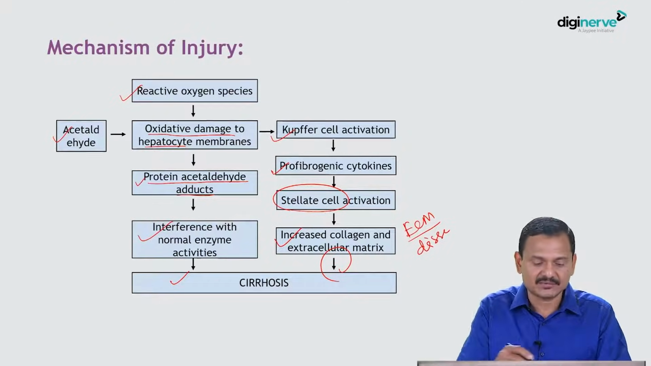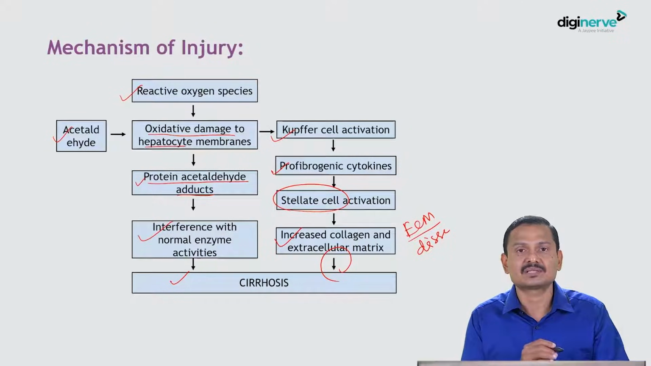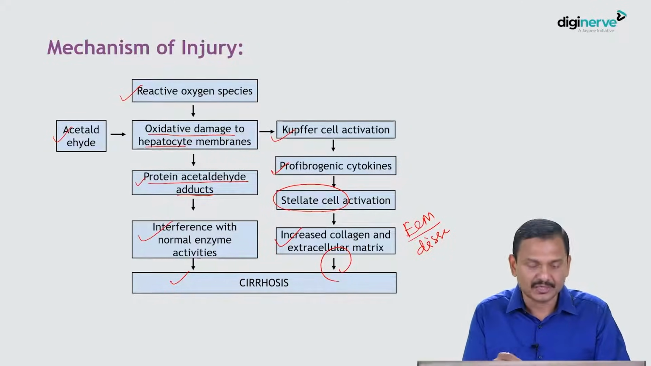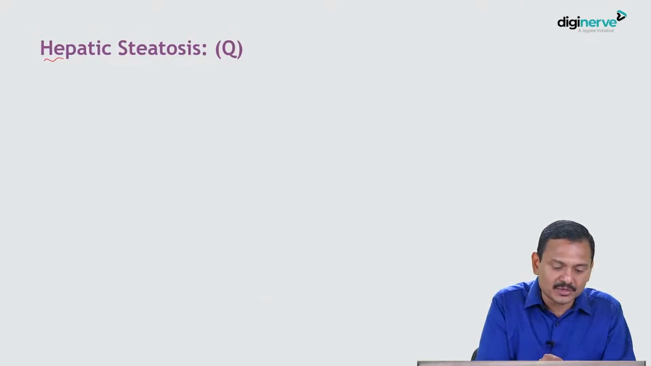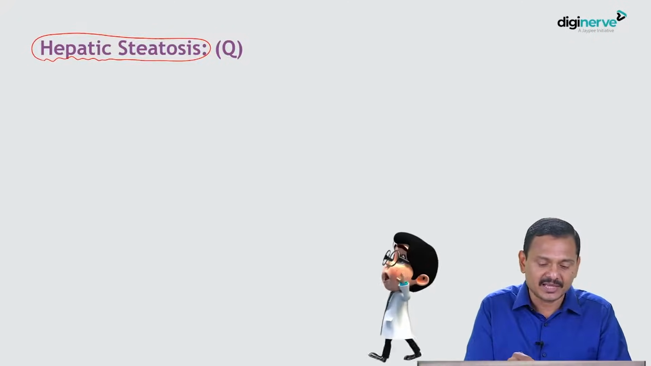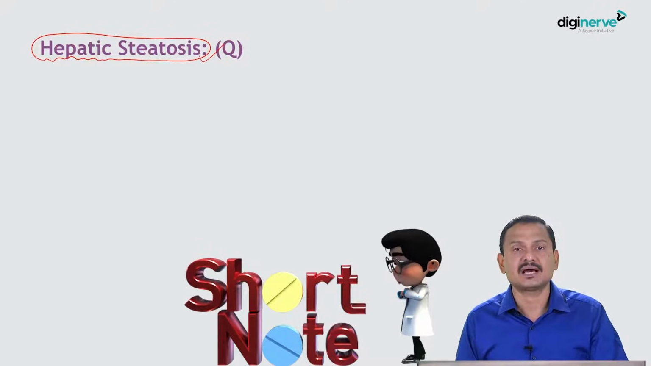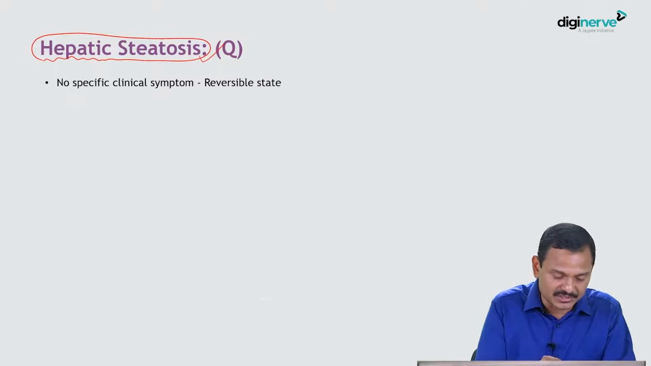Okay, so this is the revision. So you can pretty well now write the mechanism as well as the predisposing factors for alcoholic liver disease. Now as we move on, we will discuss in detail how hepatic steatosis looks, what the morphology is, and what the clinical presentation is. Hepatic steatosis is the earliest change of alcoholic liver disease.